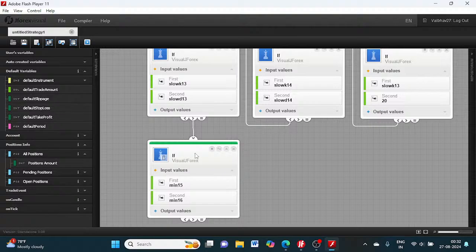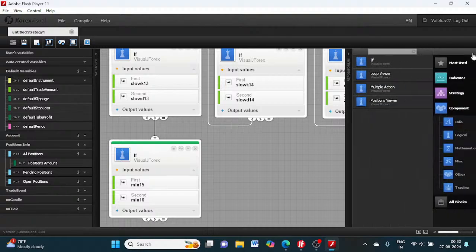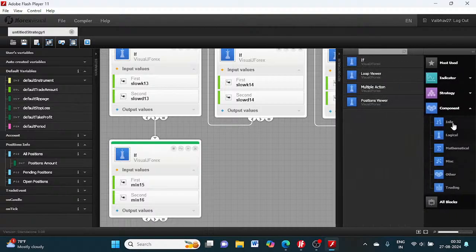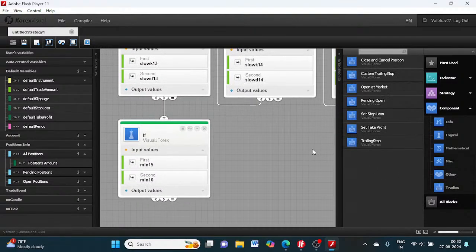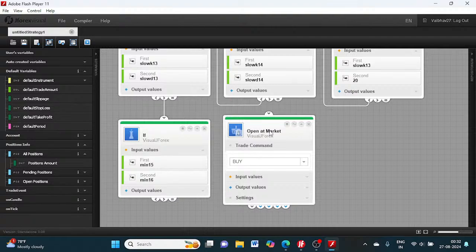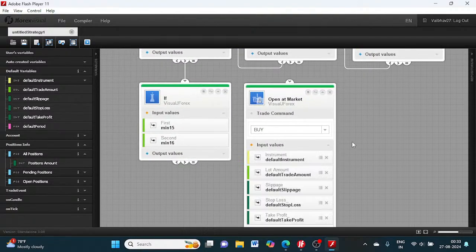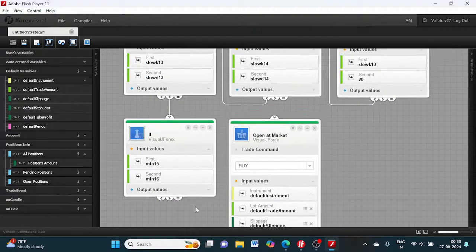And I think with this we are almost ready with the execution block. Open at market. If you feel that the conditions have been fulfilled and the trade needs to take place straight away, all you need to do is put in this command of open at market. Minimum should be greater.